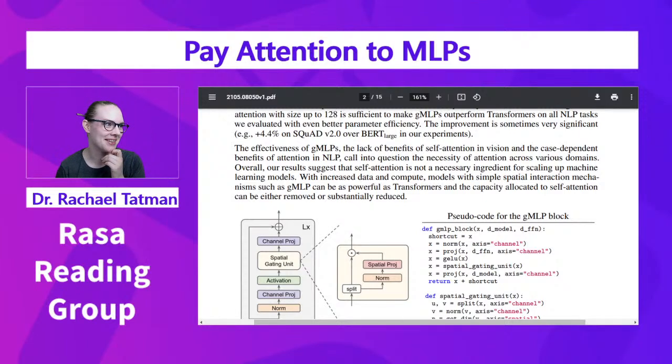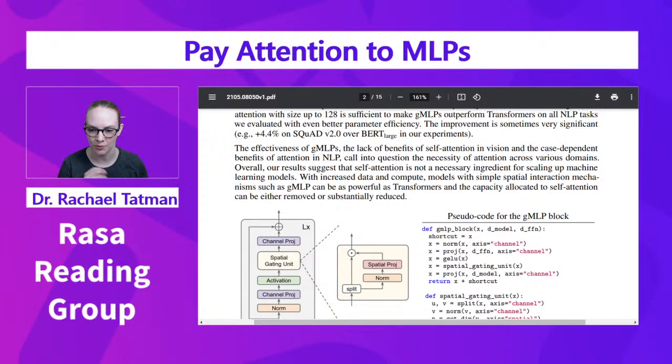Something tells me I'm going to have to say the name of this architecture a lot, and it's going to be rough for me. The lack of benefits of self-attention in vision and the case-dependent benefits of attention in NLP, so it was only helpful when you were looking at different sentences and needed to determine the relationships between parts in those sentences, for example in machine translation, which is what the transformer architecture was developed for. Question the necessity of attention across various domains. Overall, our results suggest that self-attention is not a necessary ingredient for scaling up machine learning models.